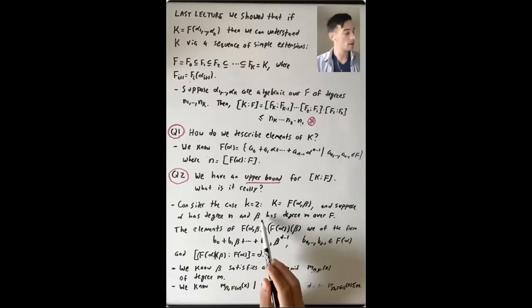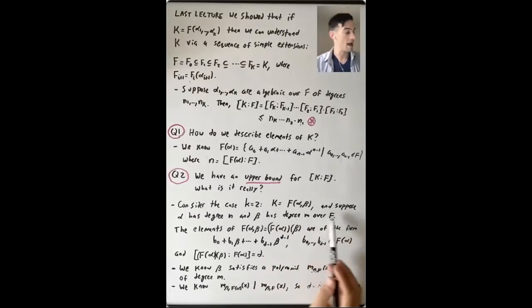Okay, so we know that beta has degree m over F. What do we know about this d? So what do we know? We know that beta satisfies this polynomial, the minimal polynomial of beta over F of degree m. This is a monic irreducible polynomial with coefficients in F[x] of degree m.